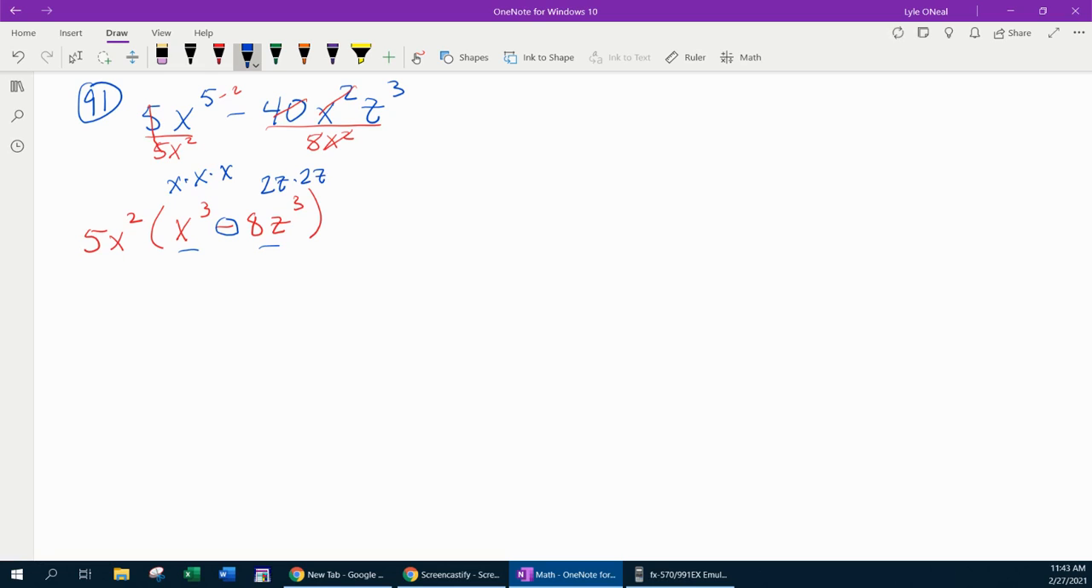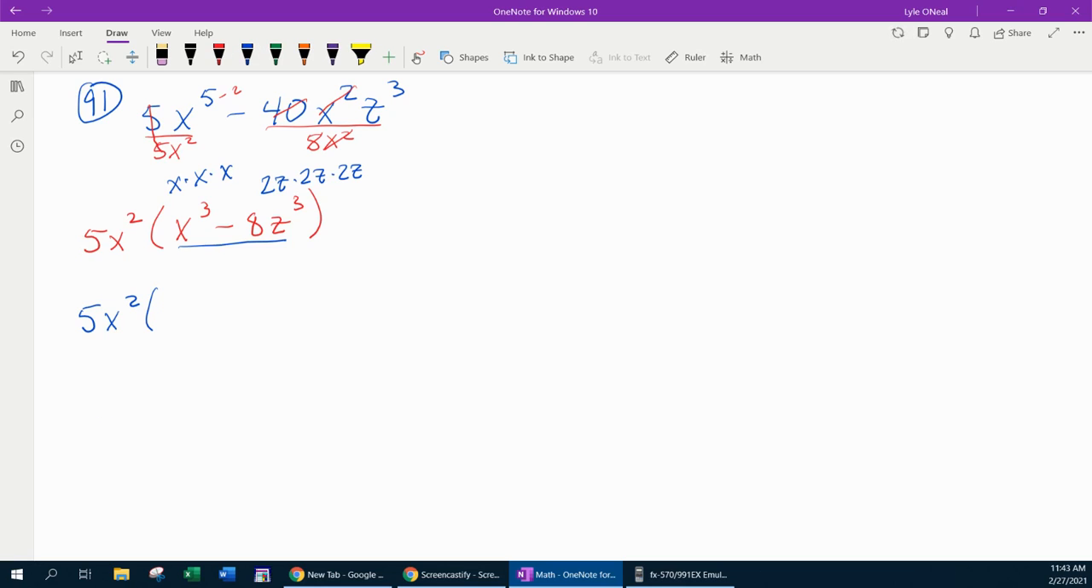2z times 2z times 2z makes 8z to the third. And so we're going to need to factor this remaining polynomial as the difference of two cubes. So the 5x squared comes down. By the way, that is the most common mistake students make, is they will drop this as they go down. So just remember the 5x squared has to stay there all the way down, no matter how far down you go.